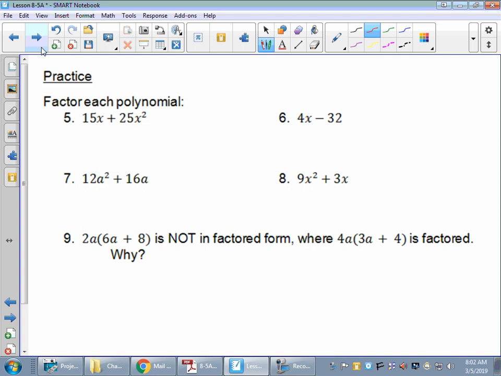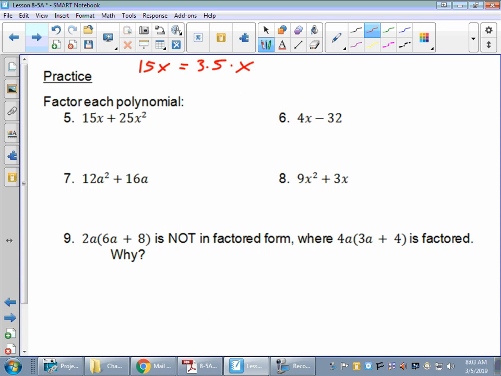But let's say we don't know. Then I'm going to give you a tool that will always work. So I'm going to find the greatest common factor. With 15x, how does that break down? Well, I know that 3 times 5 would give us 15, and then I'd have an x here. So 3 times 5 times x would be the prime factorization of that first term.